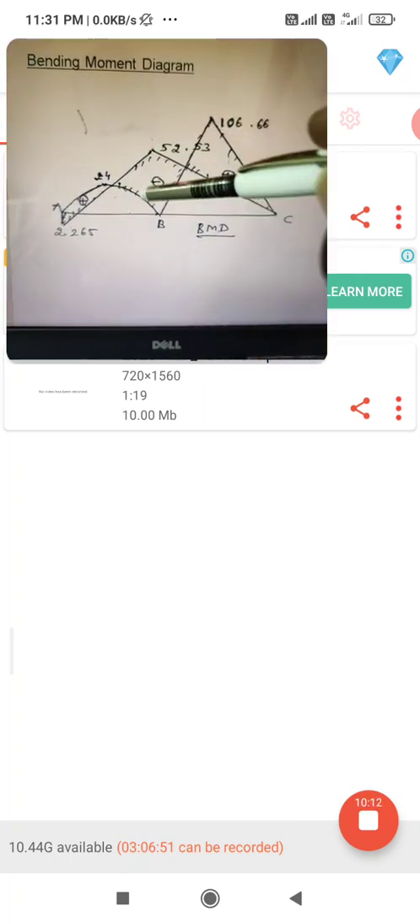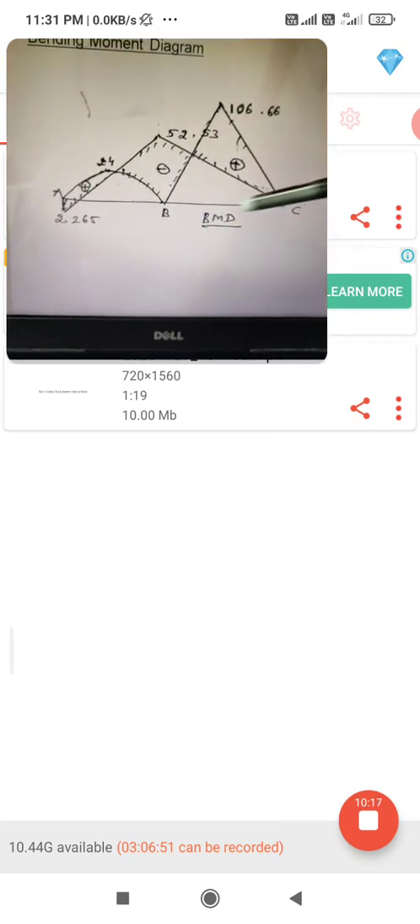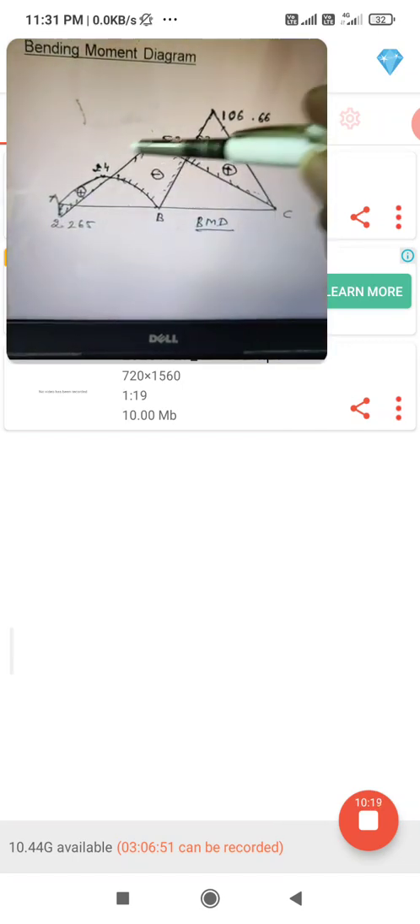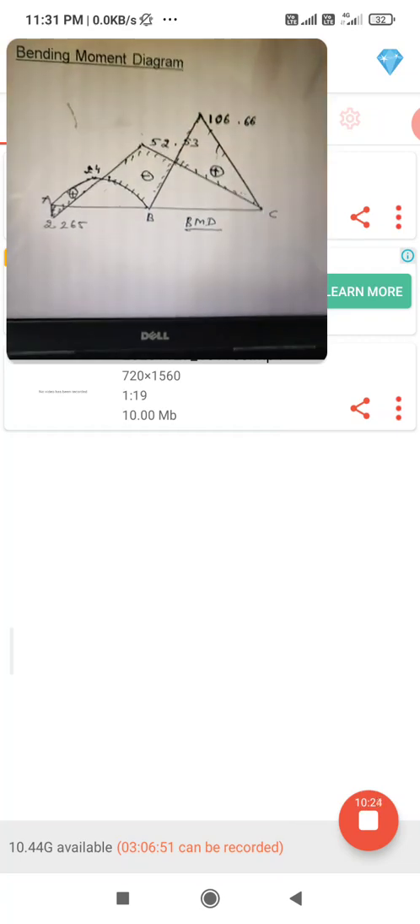The next value, 52.53 positive, 52.53 negative, and it will be 0. Join the lines: 2.63, 52.53, and it will be 0.